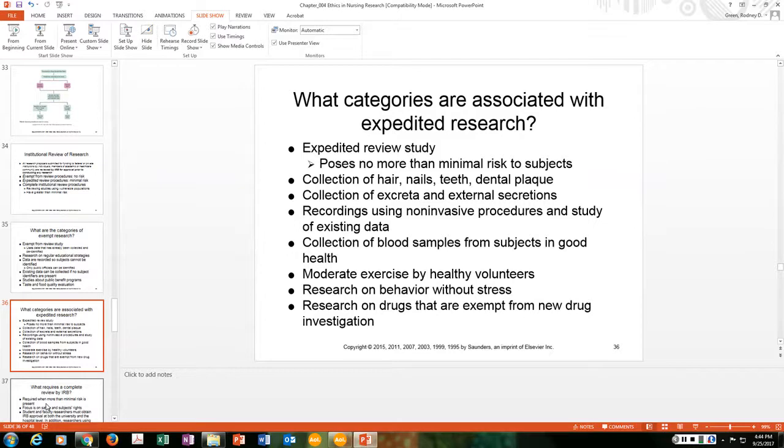What categories are associated with expedited research? Expedited review study is one that poses no more than minimal risks to subjects. Collection of hair, nails, teeth, dental plaque, excreta, external secretions, recordings using non-invasive procedures and study of existing data, collection of blood samples from subjects in good health, moderate exercise by healthy volunteers, research on behavior without stress, and research on drugs that are exempt from new drug investigation.